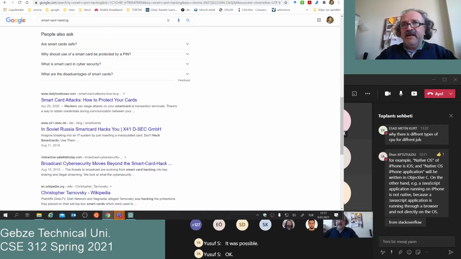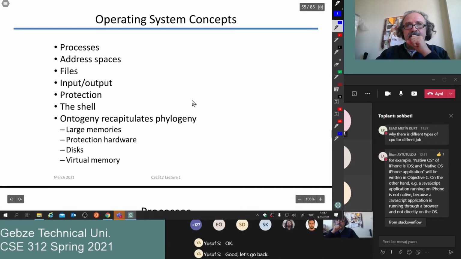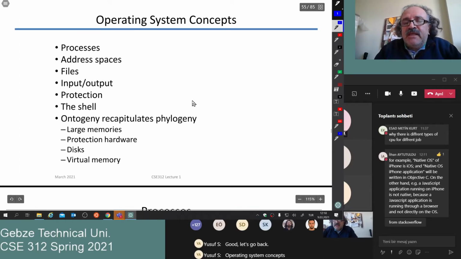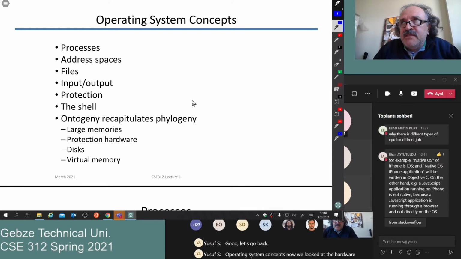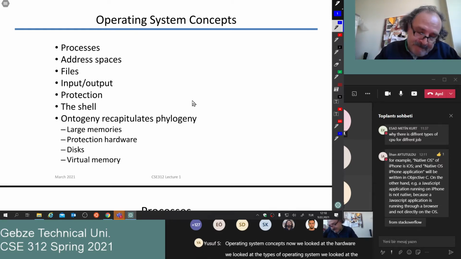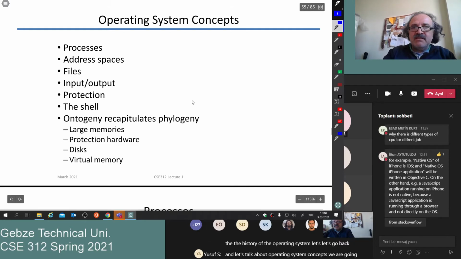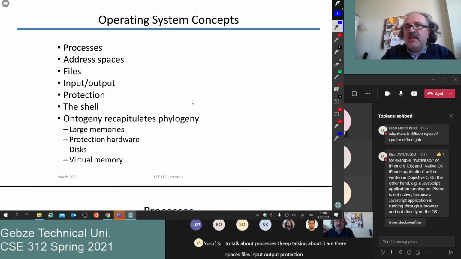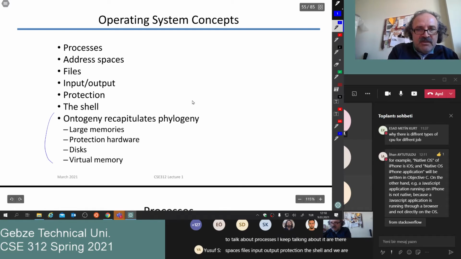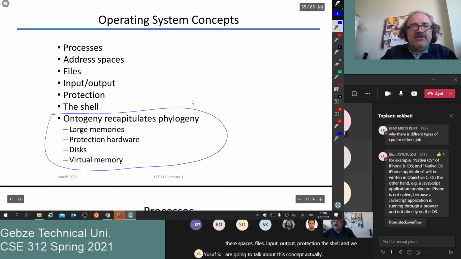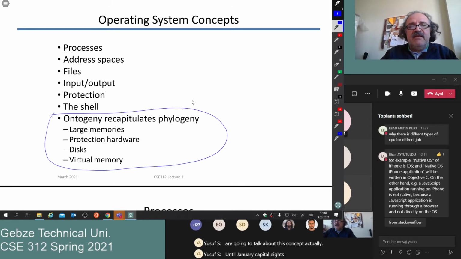Good. Let's go back. Operating system concepts now. We looked at the hardware. We looked at the types of operating systems. We looked at the history of operating systems. Let's go back and talk about operating system concepts. We are going to talk about processes, address spaces, files, input output, protection, the shell, and we are going to talk about this concept actually: ontogeny recapitulates phylogeny. It is okay if you don't understand these words. Neither do I.